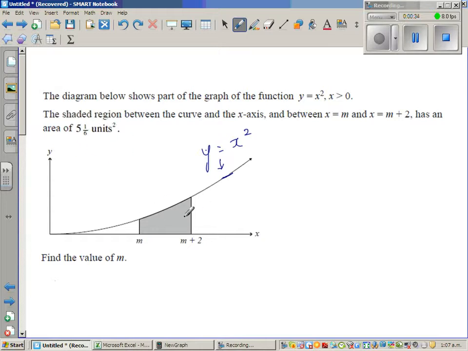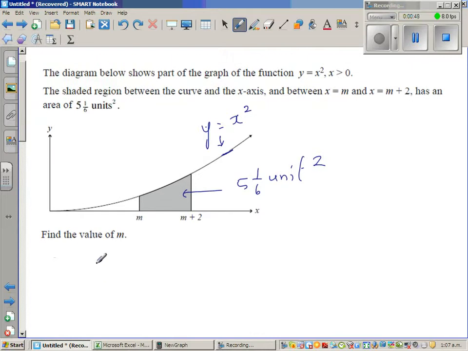So this area is 5 1/6 units squared. So the question is, what's the value of m? To find the area, we use integration. So we can say the shaded area is the definite integral from m to m plus 2 of x squared dx.